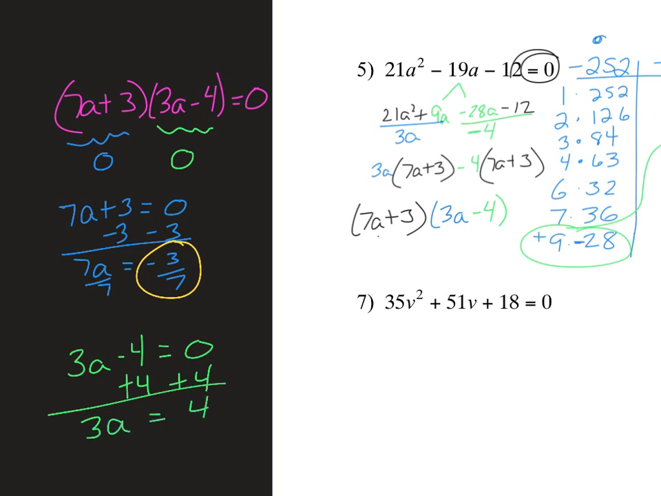Then I'm going to do the same thing down here. 3a is equal to 4. Divide both sides by 3. Again, leave it as a fraction. So my other solution is 4/3. So we found our 2 solutions. So this is the only thing that's new right there, is this part right here. You're still factoring to solve.